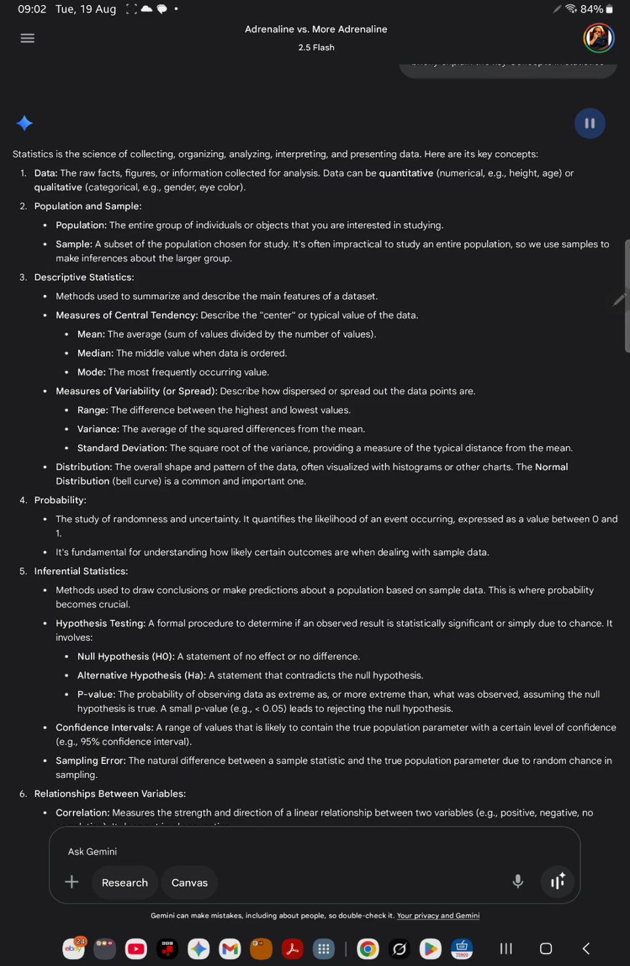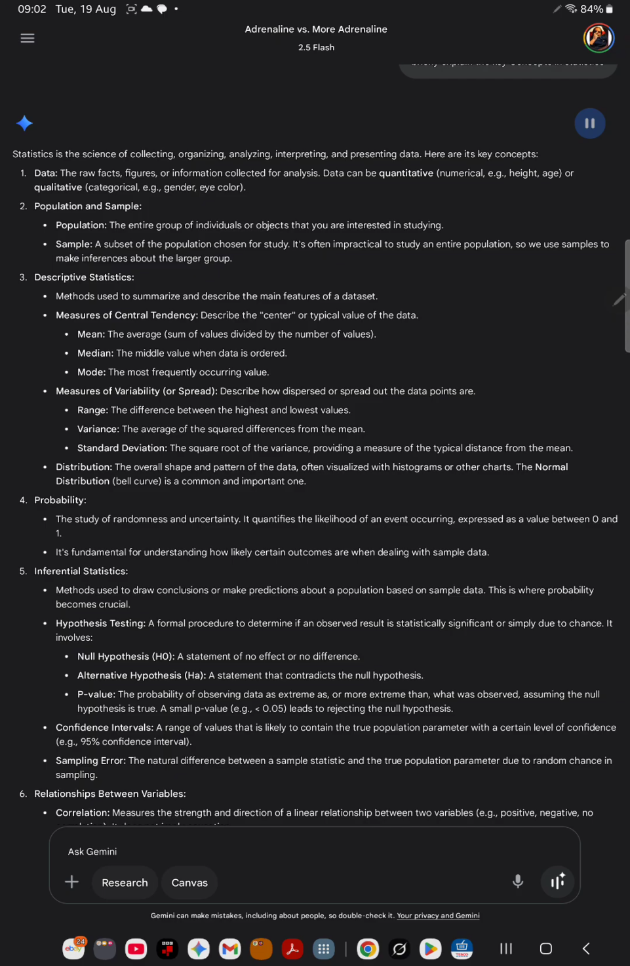2. Population and sample. Population: the entire group of individuals or objects that you are interested in studying. Sample: a subset of the population chosen for study. It's often impractical to study an entire population, so we use samples to make inferences about the larger group.